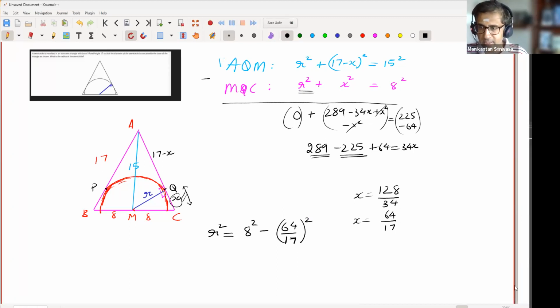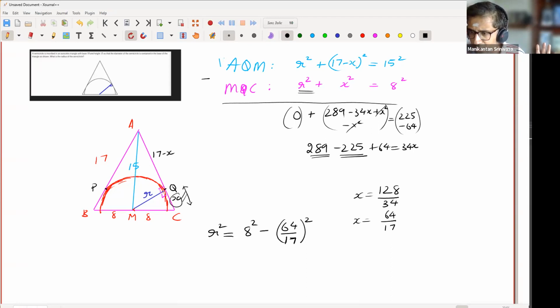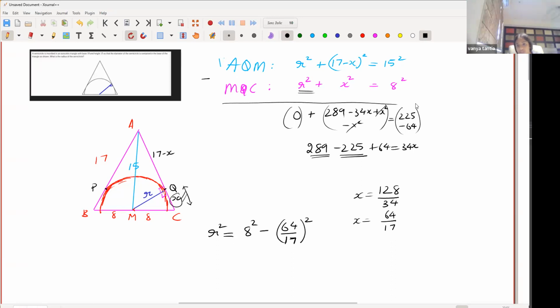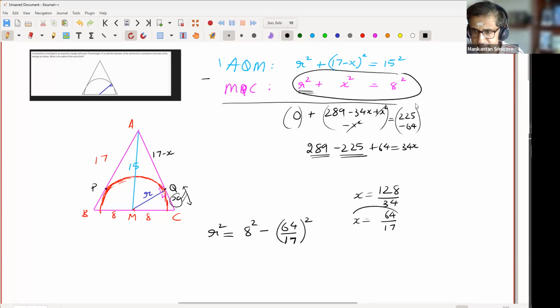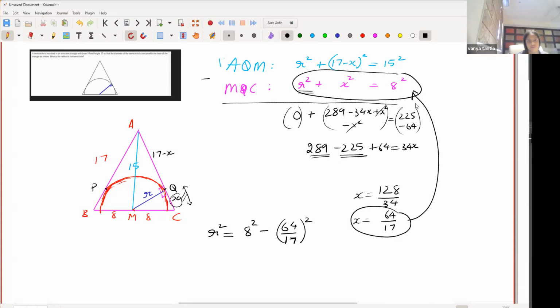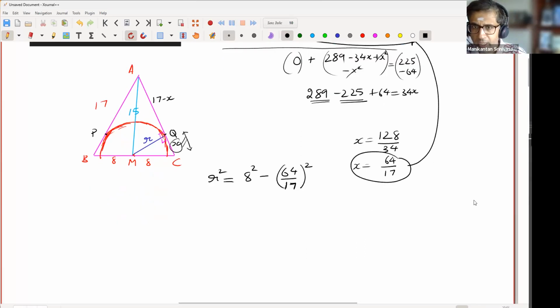Okay. So let me stop here. So far, you're okay. All of you okay? Arana, you're okay. Vanya, Sukriti, you're okay. So how did you get r square is equal to 8 square minus 64 by 17 square? Oh, no. I just substituted it here in the second equation. I found my x as this. And then substituted it back in this equation. Yeah, you with me?